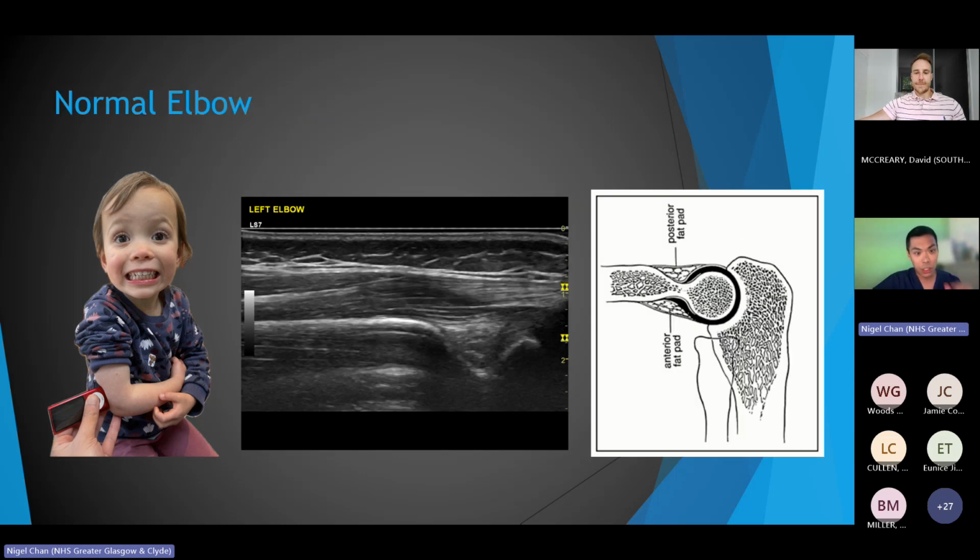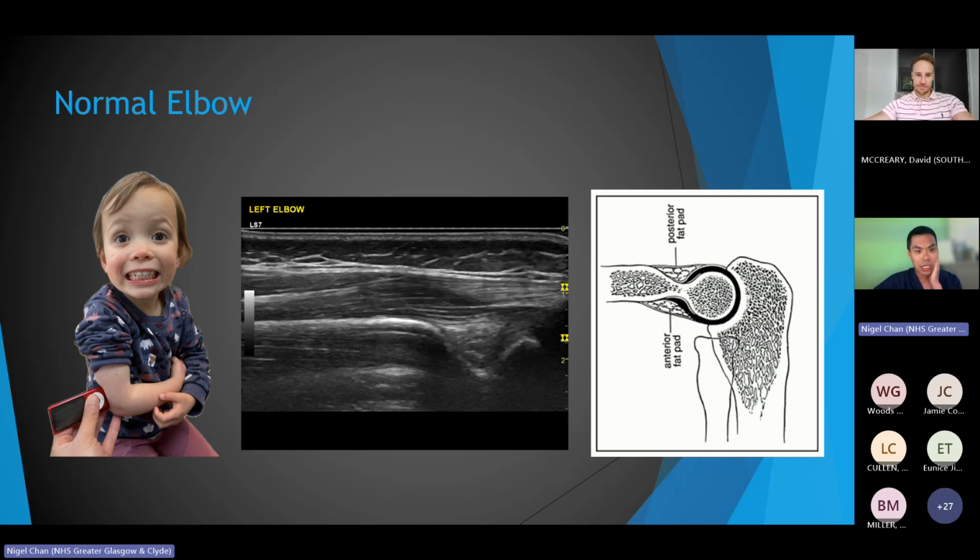So this is what normal looks like. If you take nothing away from this talk, just get an idea of what a normal ultrasound looks like, and then you can work your way around everything else from there. This is just the same picture, rotated 90 degrees. And this is a corresponding picture on ultrasound.